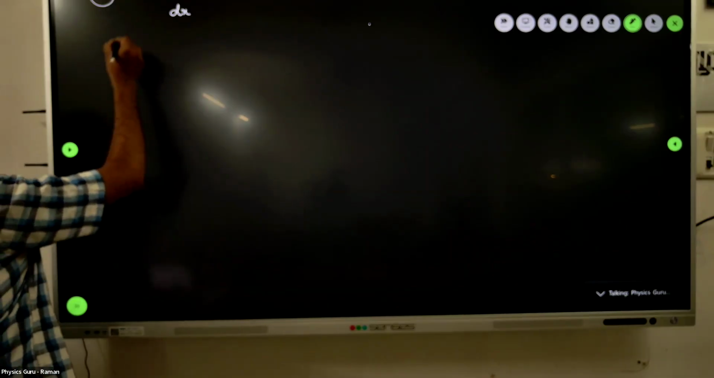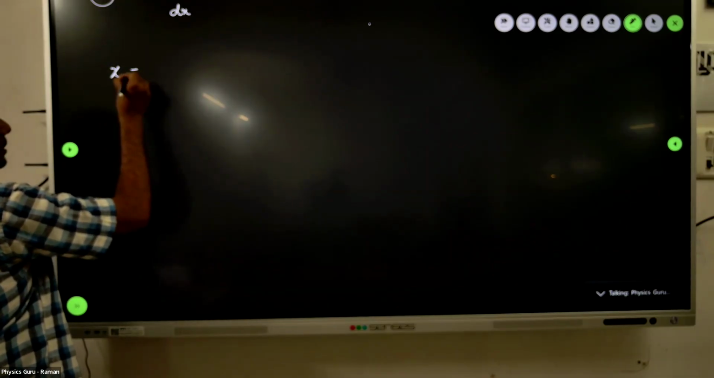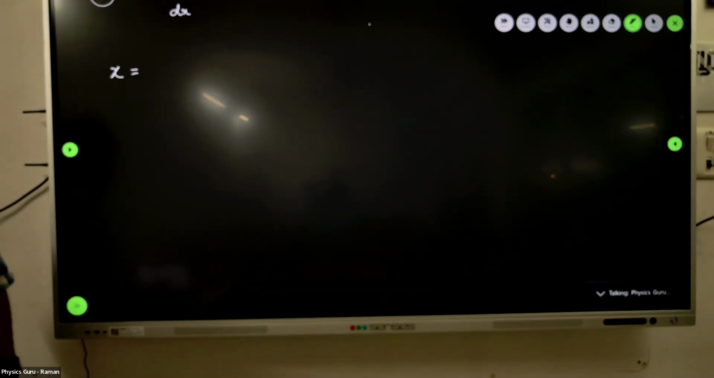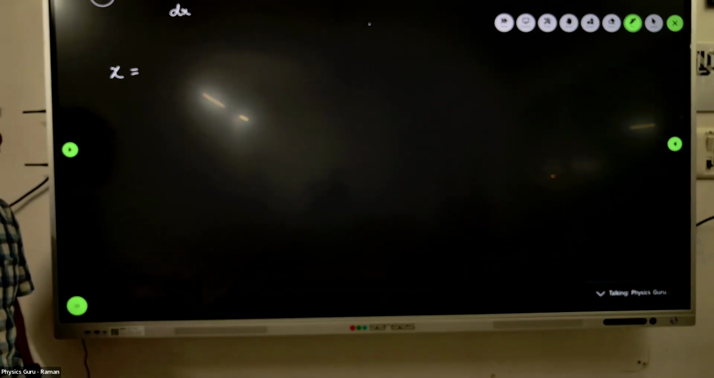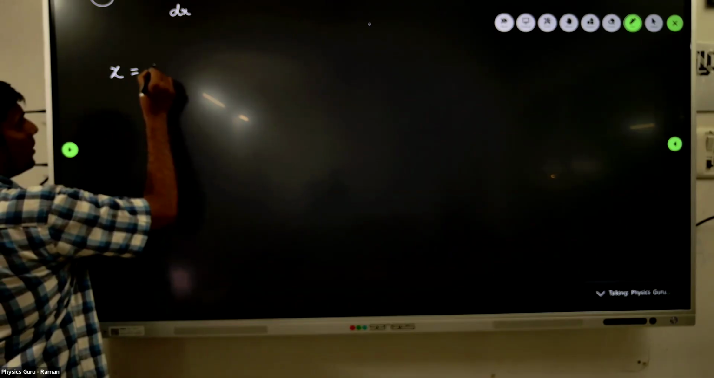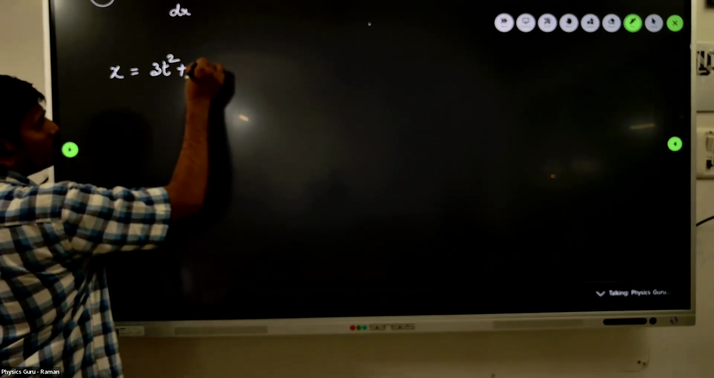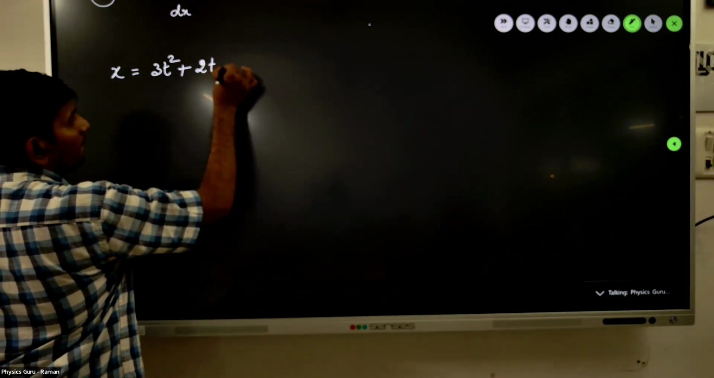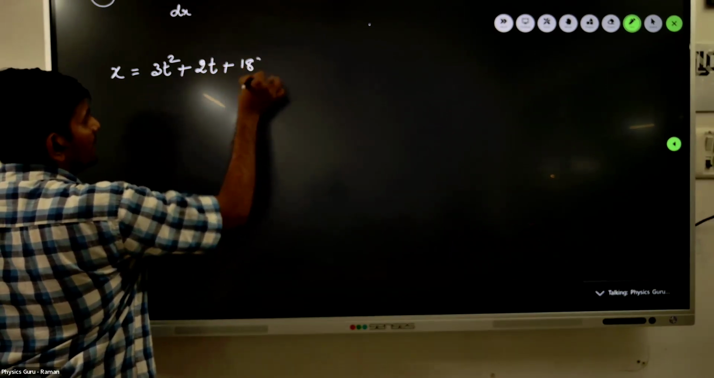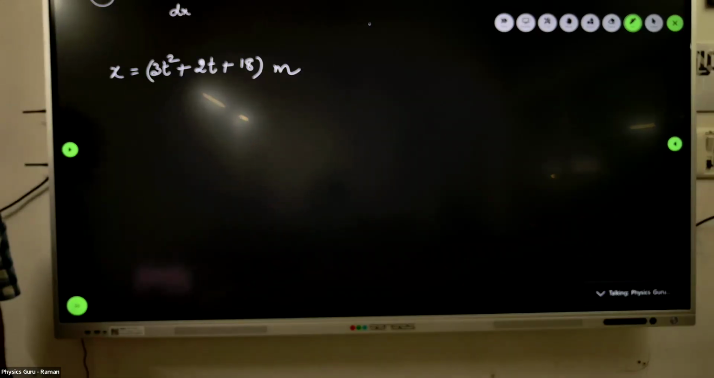Let's say displacement of a body x is given by, write down the question, displacement of a body x is given by the following formula 3t squared plus 2t plus 18 meter.